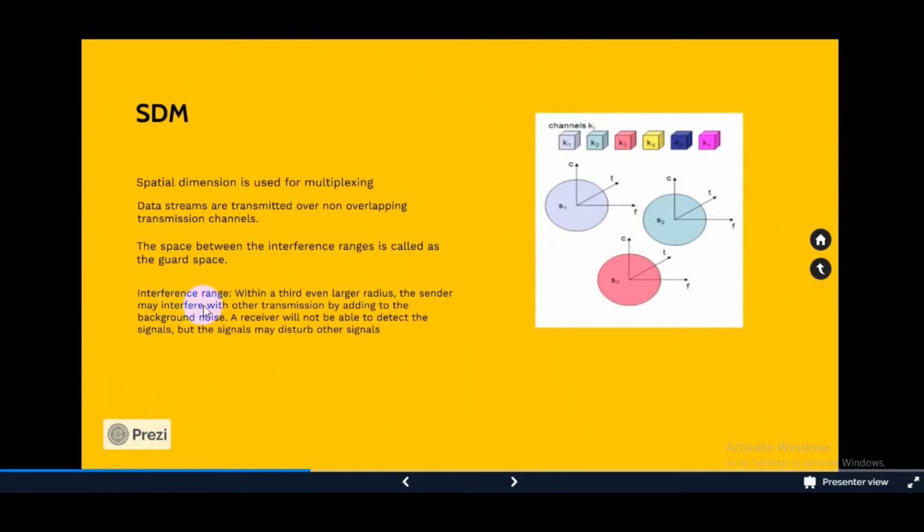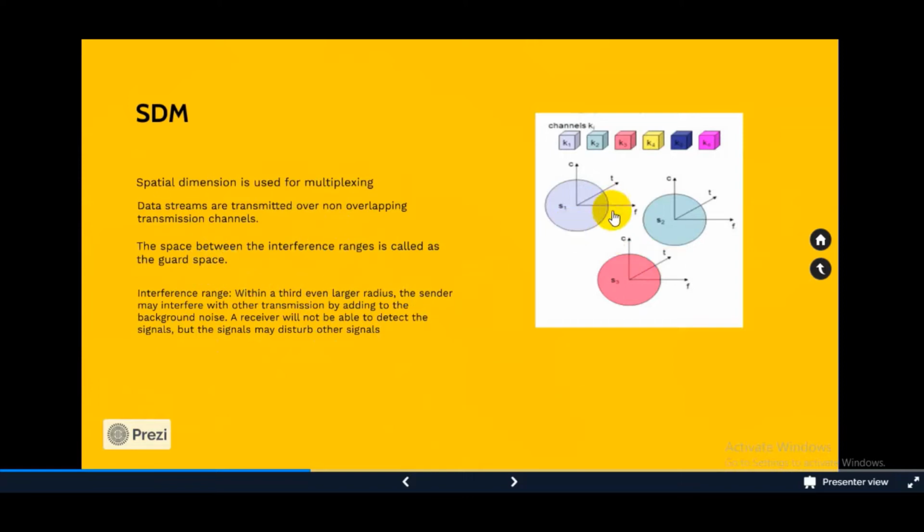So interference range: within a third, even larger radius, the sender may interfere with other transmissions by adding to the background noise. A receiver will not be able to detect the signals, but the signals may disturb other signals. Now, what this interference range is talking about is related to the guard space.